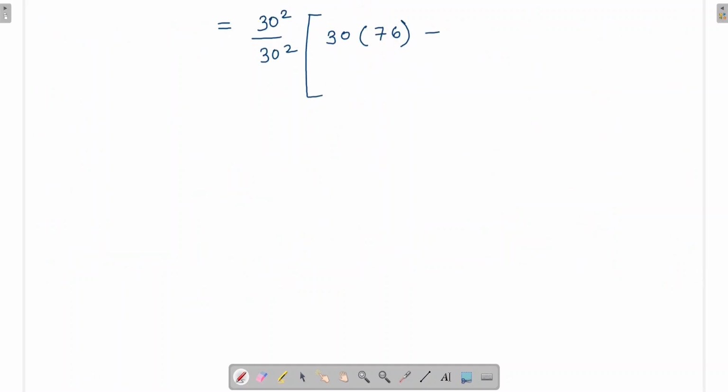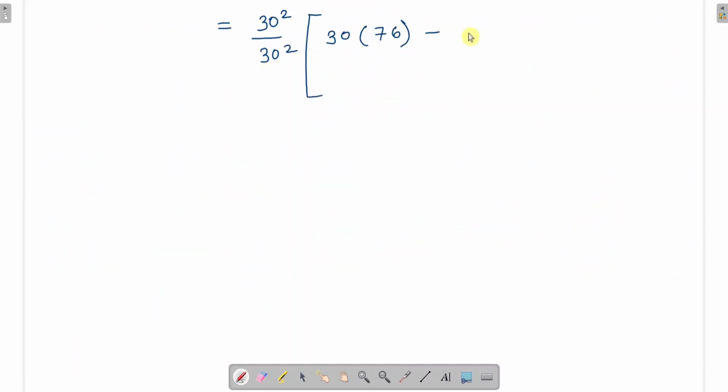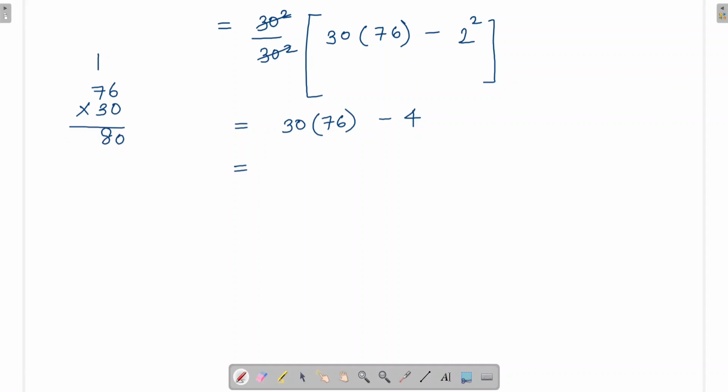Okay, minus summation fi yi is 2, so 2 square we will get. So this 30 square gets cancelled, and we get 30 into 76 minus 4. So let us find out 30 into 76. 3 8s are 18, 3 7s are 21, plus 1 is 22.